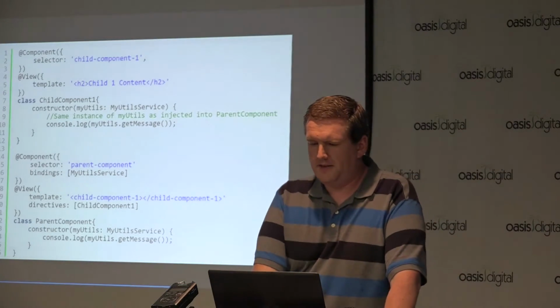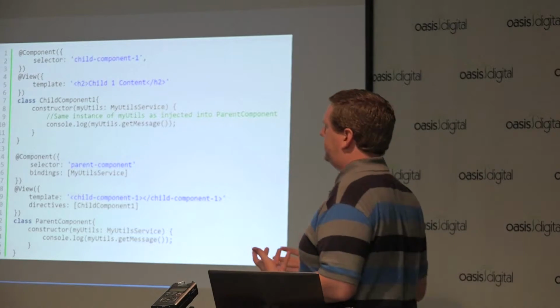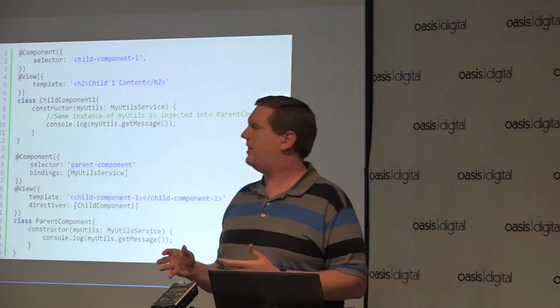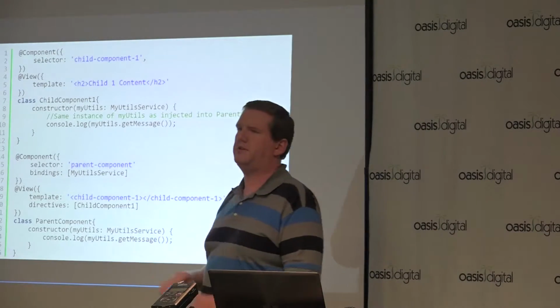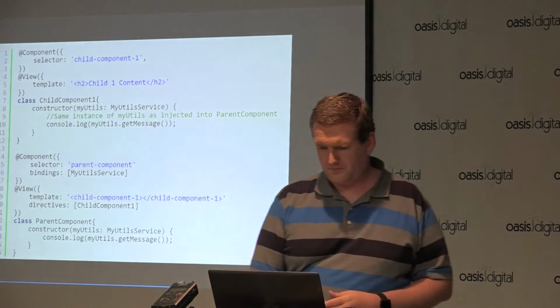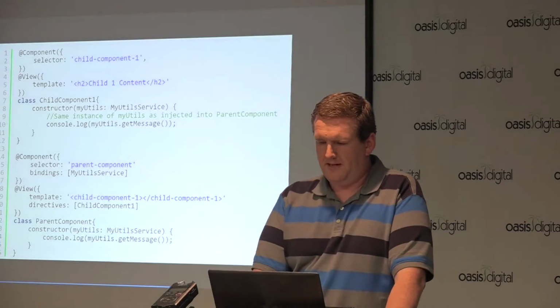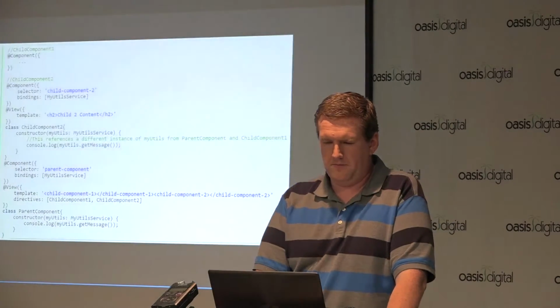So let's say that the parent component manipulates the state of myutil service in some way that makes it not really an option for use in a child component. Well, to achieve that, a new instance is going to be needed. We don't actually want that.